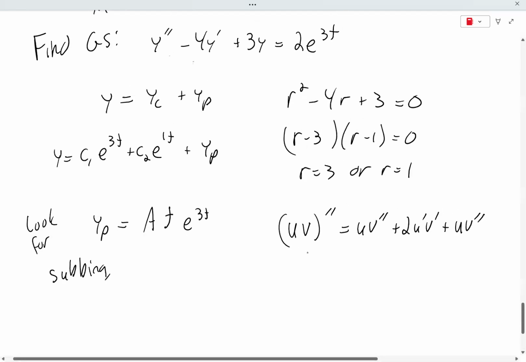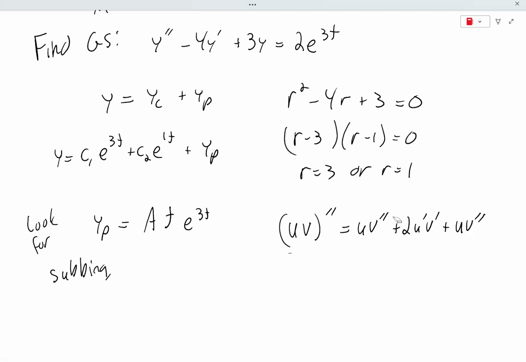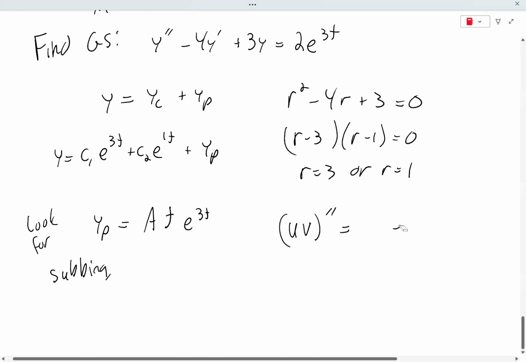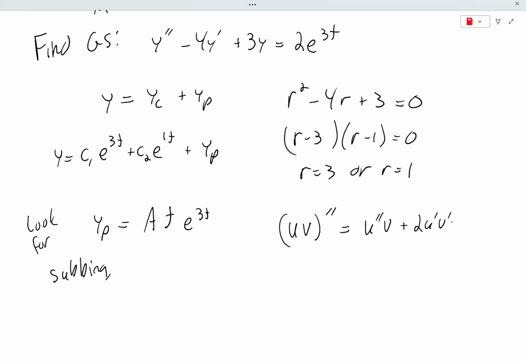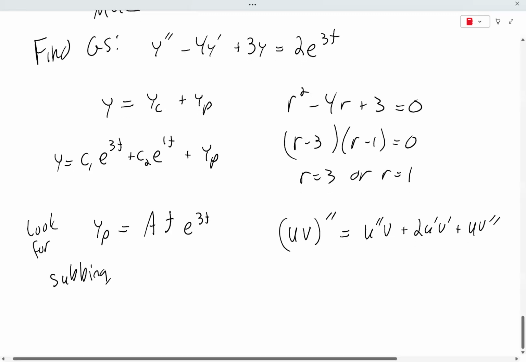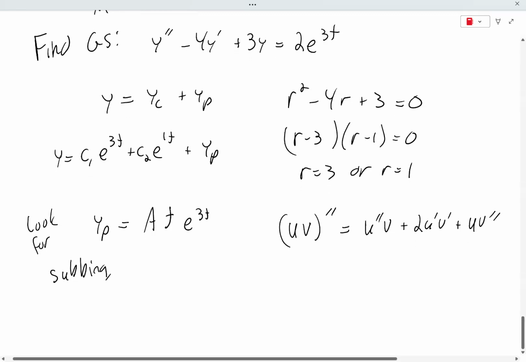So I can use basically this here. So what that says is, or they got it backwards. Wait a minute, I'm sorry, I messed this up. I think I'm going to do it the other way. I got that backwards. U double prime V plus 2 U prime V prime plus U V double prime. Is that the way I wrote it? Yeah, in the paper. Okay, that's what it should be. It should look like that instead. Okay, but anyway, subbing here then, I had it written wrong.